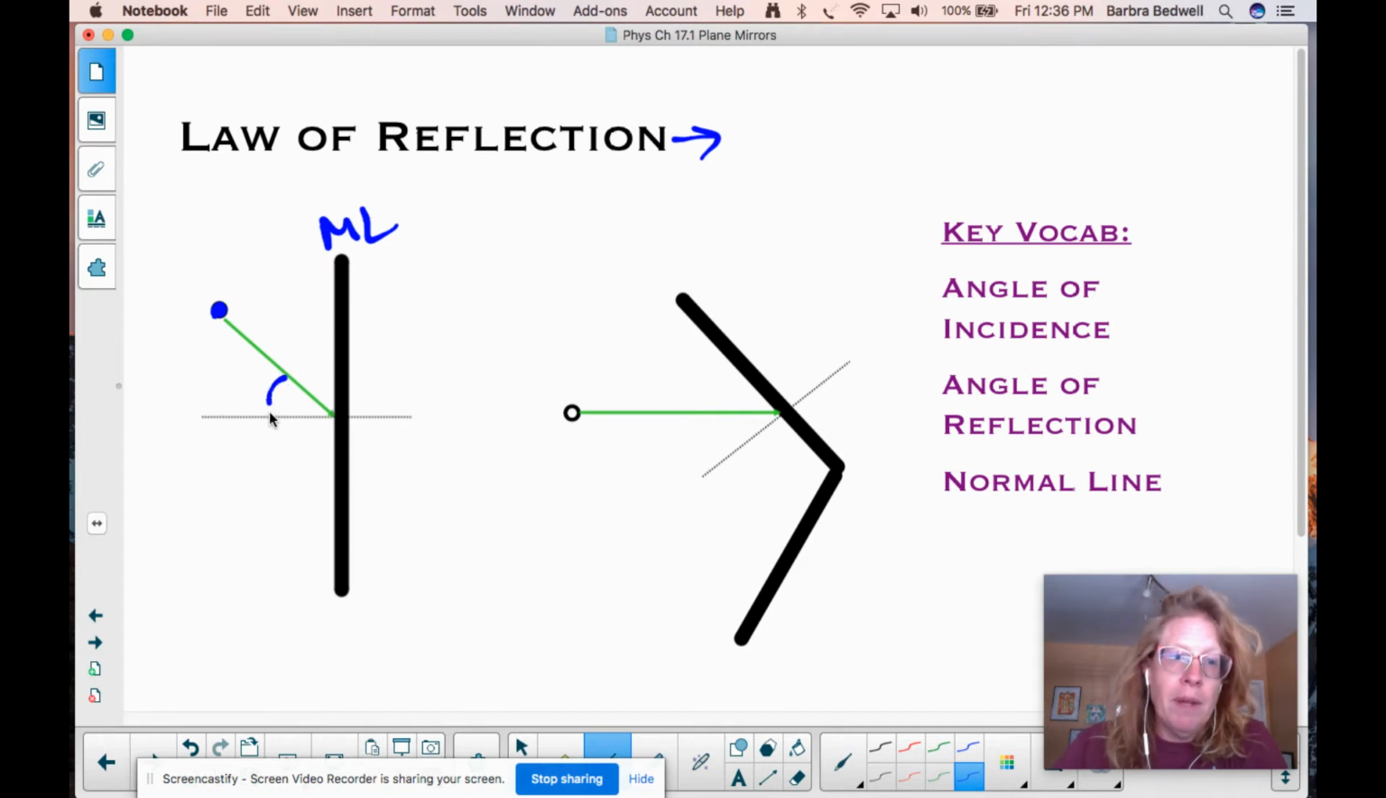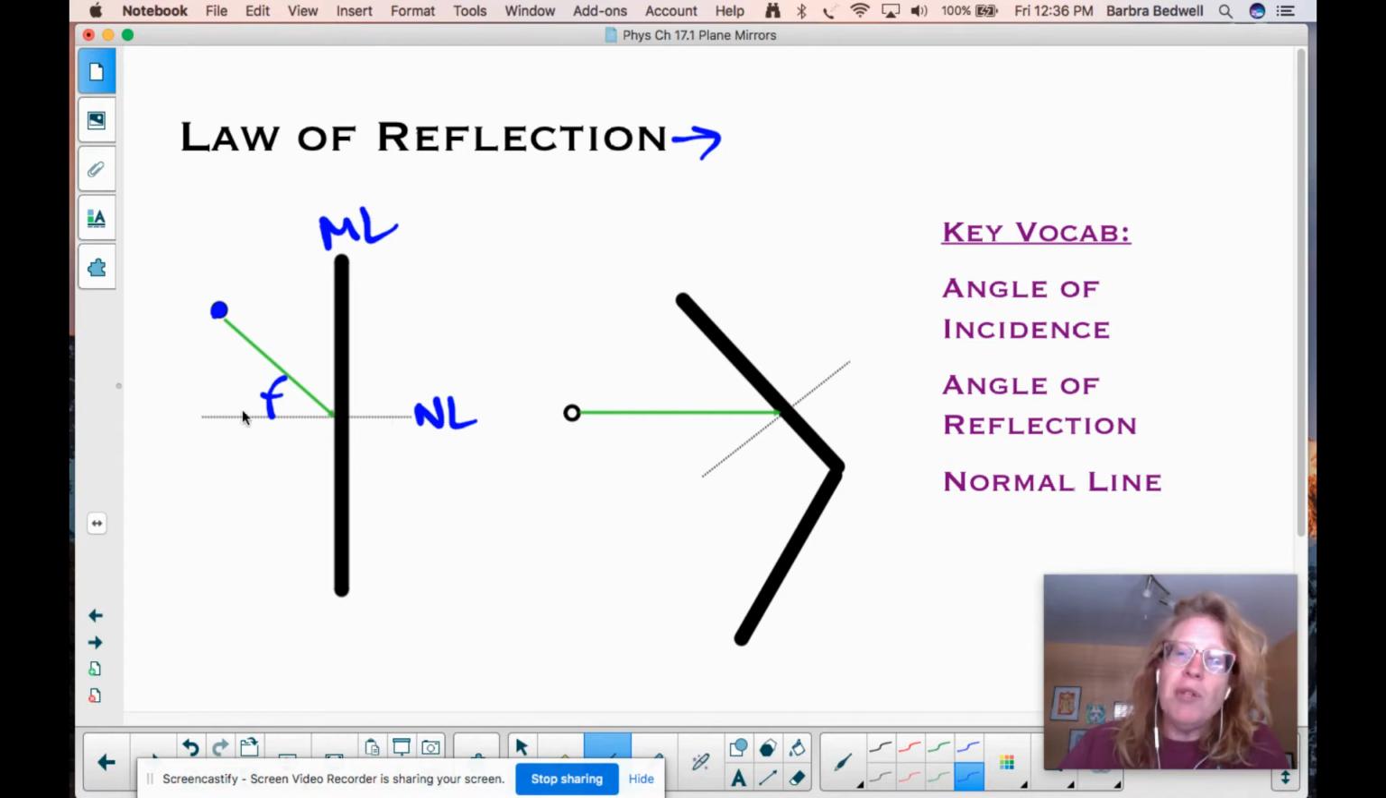Number one, you can see I have this little dashed line on here. The dashed line is the normal line. You may remember this from earlier in the year. The normal line is perpendicular to a surface. It's an imaginary line that is perpendicular to the mirror line. So again, this is the normal line right here.